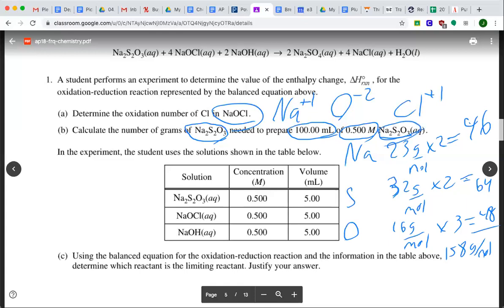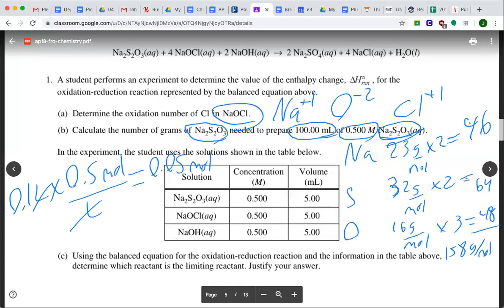All right, so Na2S2O3. Now we've got to figure out how many moles of this we actually have. So 100 milliliters at 0.5 molar is going to be 0.1 liters, because 100 milliliters is 100 thousandths of a liter, times 0.5 molar, which is 0.5 mole per liter, and our liters neatly cancel out, and we wind up with 0.05 moles. Okay, so we have 0.05 moles at this many grams per mole, right?